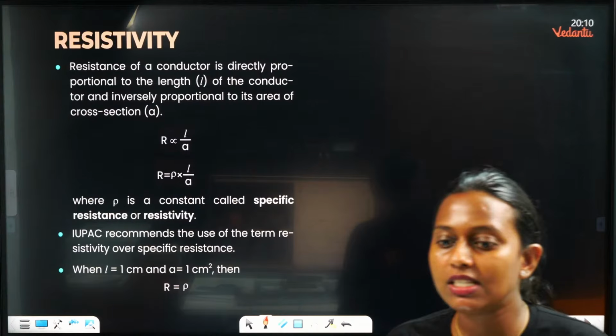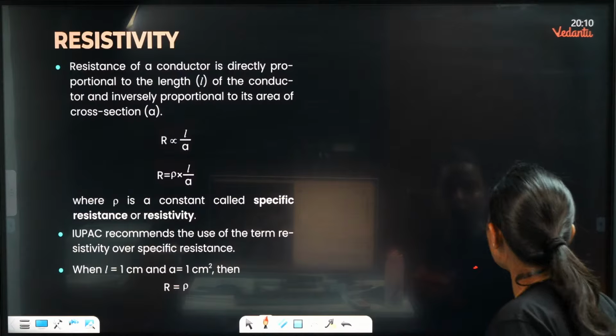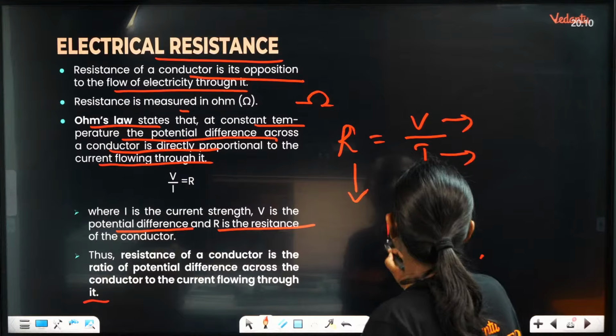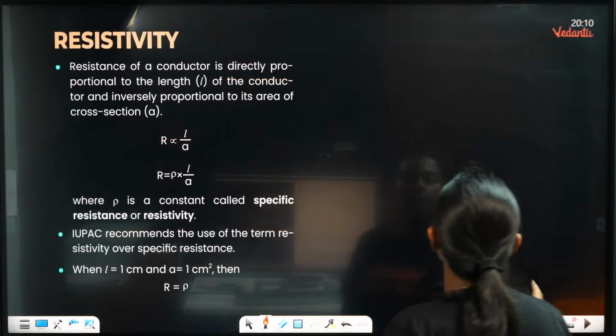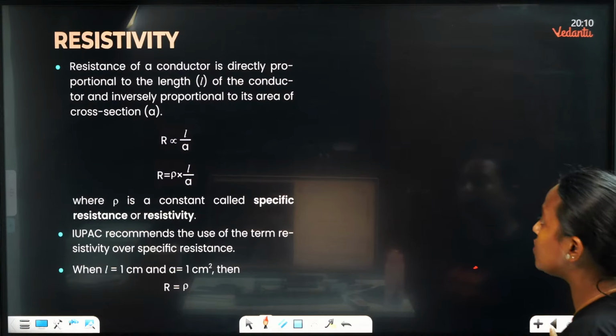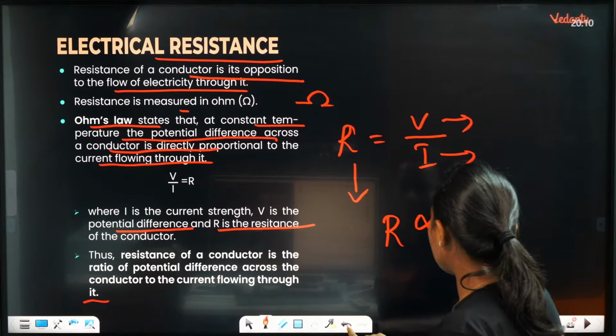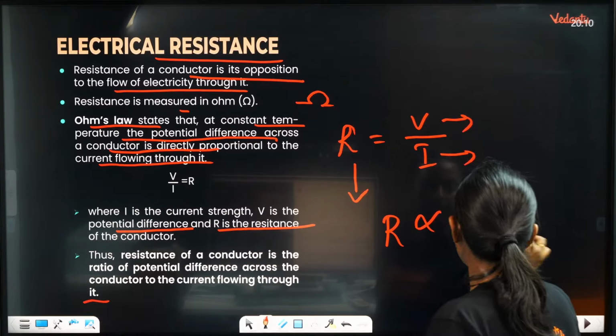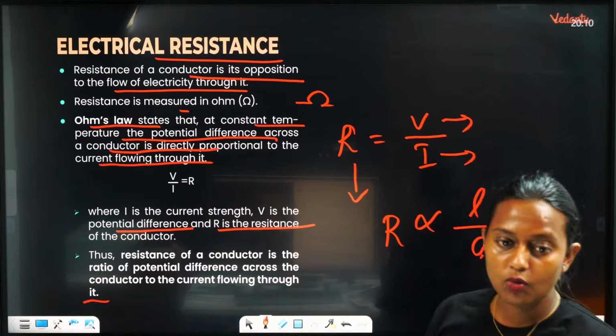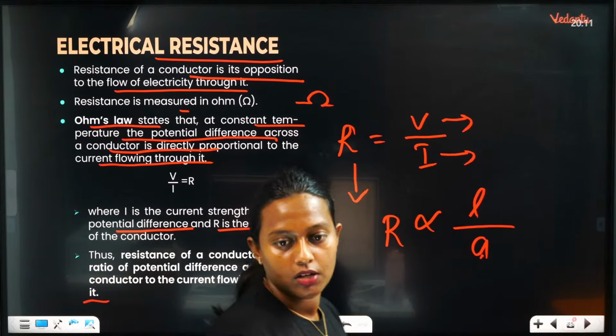Okay, what is resistivity? I just want to add one more point. Resistance is proportional to L by A. What is L by A? Tell me, what is L? What is A?